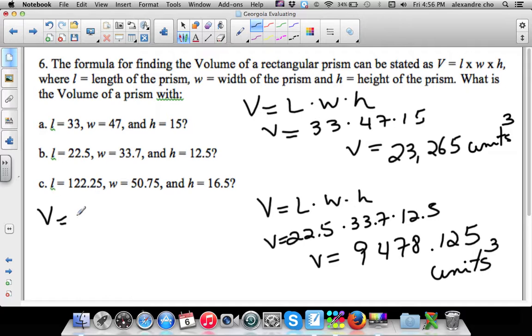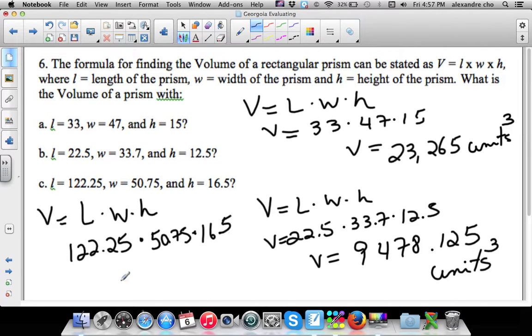So again, last one, volume equals length times width times height. Wow, that was ugly. So let's erase this, go back to this, and we're going to write this: length times width times height. Length is 122.25. So notice that I am substituting. I am replacing our variable with a value that's given to us. So 122.25 times 50.75 times 16.5.